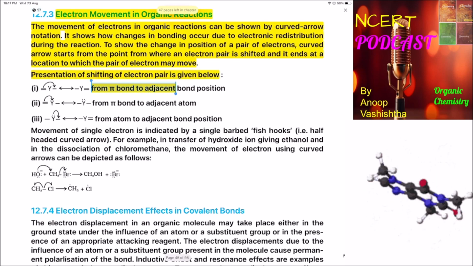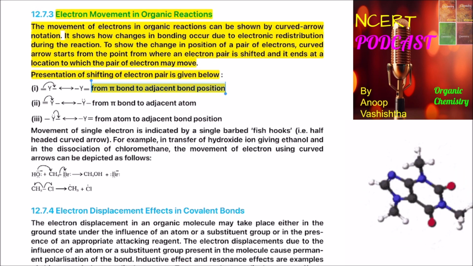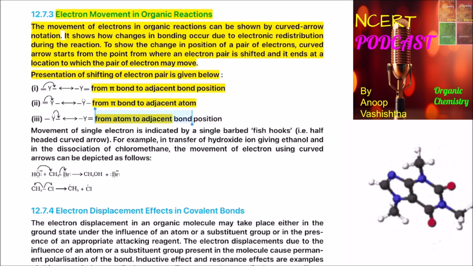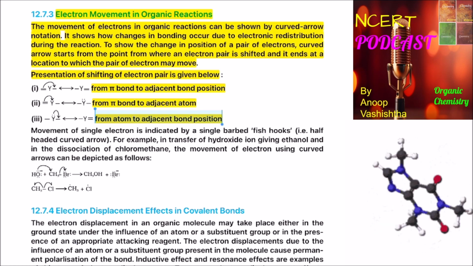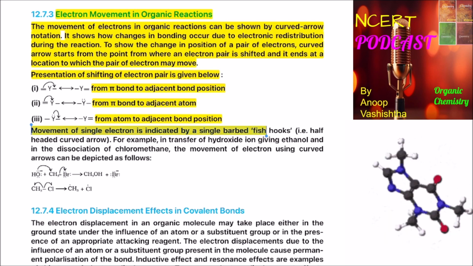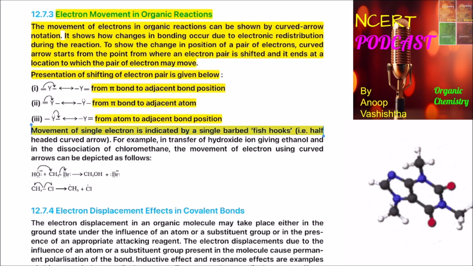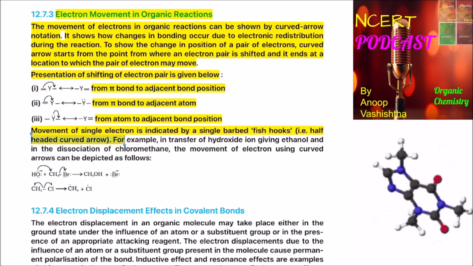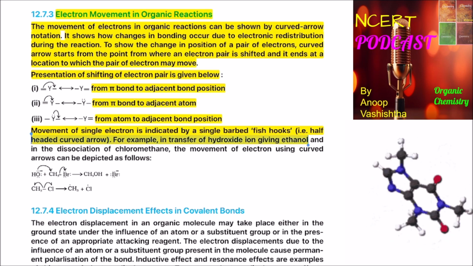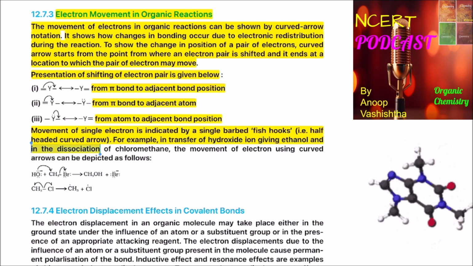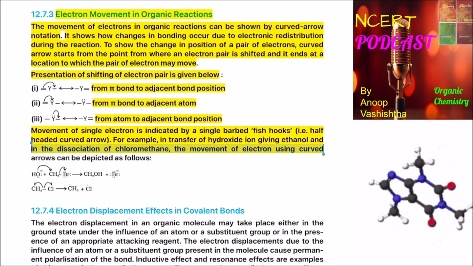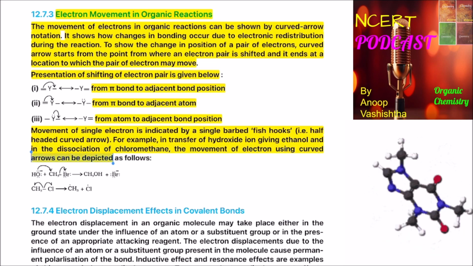From pi bond to adjacent bond position. From pi bond to adjacent atom. From atom to adjacent bond position. Movement of single electrons is indicated by single barbed fish hooks, that is, half-headed curved arrows. For example, in transfer of hydroxide ion giving ethanol and in the dissociation of chloromethane, the movement of electrons using curved arrows can be depicted as follows.